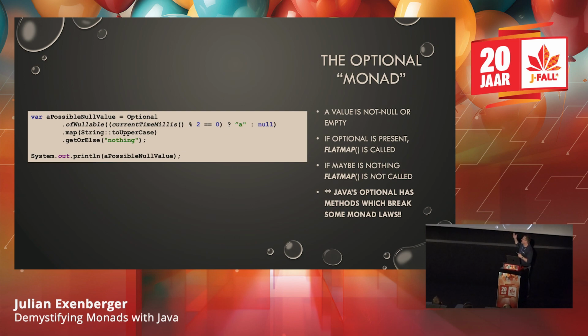Whatever the result of that is, I call map. Map will only get called if there is actually something present inside the optional. And then finally, if it is null, I can do getOrElse, and then return some type of default value that I would want to get if this is null.